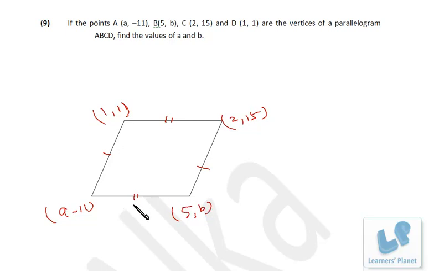Since we have to find out the values of a and b, what I can do is find out the length of this line and this line and equate them. I'll be getting one relation, and then I find the length of the other two lines and equate them to get another equation. So this is one way. The other way is that the diagonals of a parallelogram bisect each other.